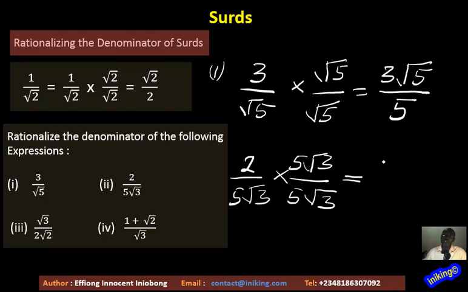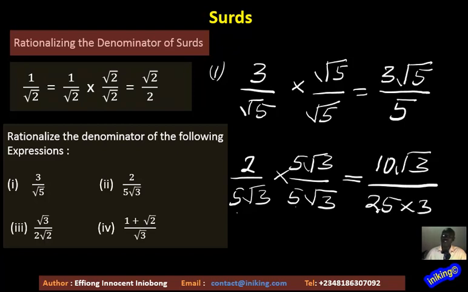2 times 5 root 3 will give me 10 root 3, divided by 5 root 3 times 5 root 3. 5 times 5, you'll agree, is 25. And then root 3 times root 3 is 3. I can do some simplification here. 5 on top is 2, and 5 at the bottom is 5, so I have 5 times root 3 and 5 times 3 there. So the answer will be 2 root 3 divided by 15.